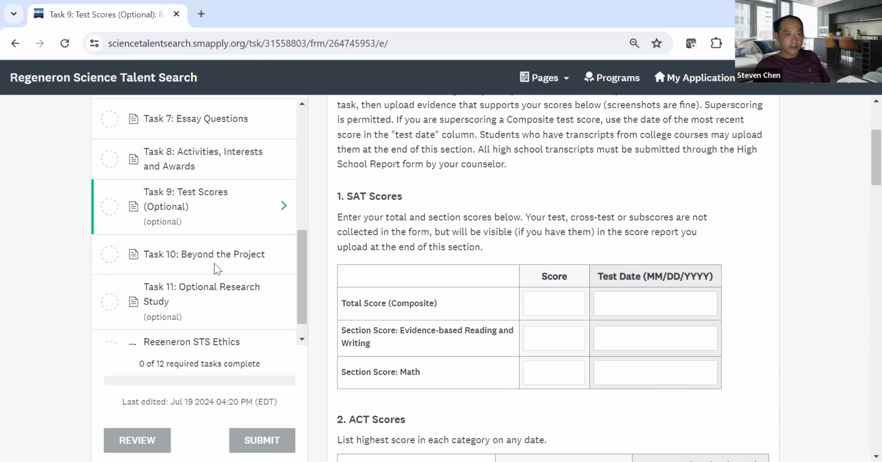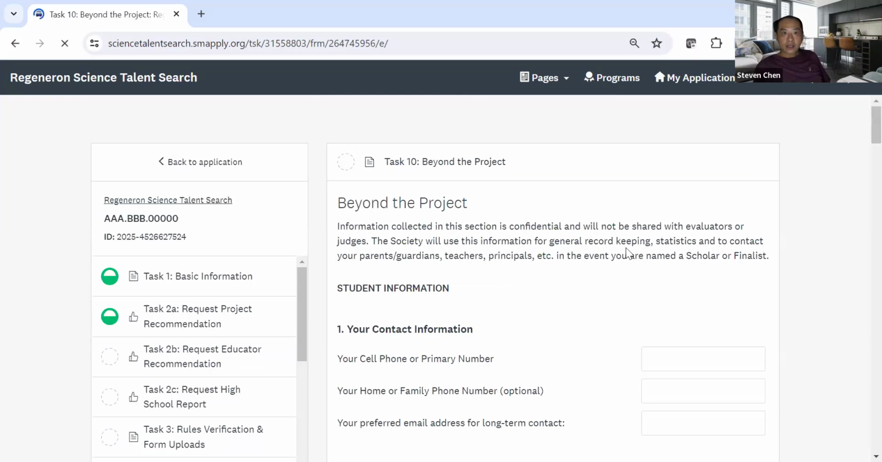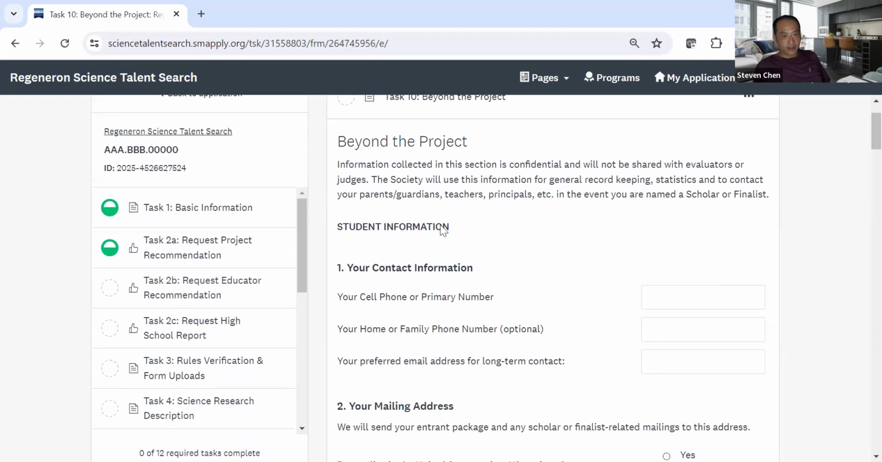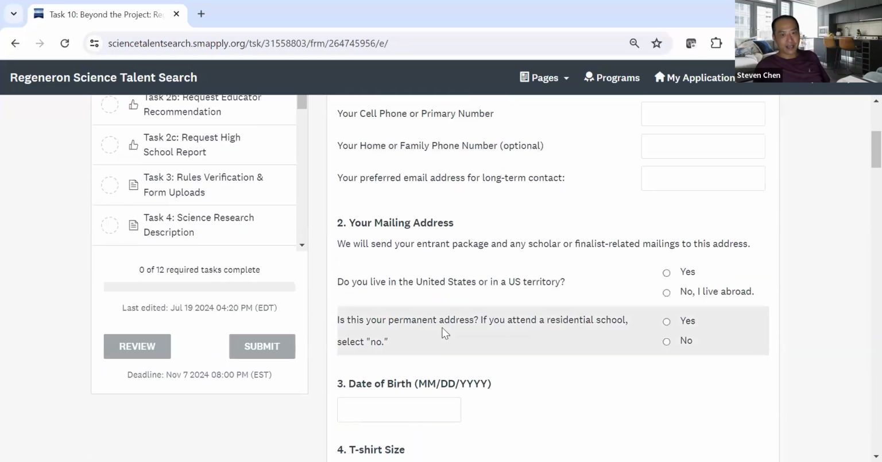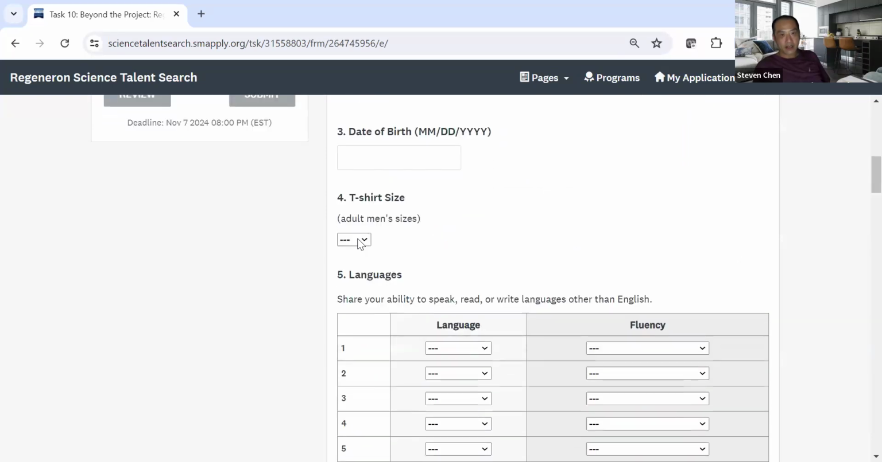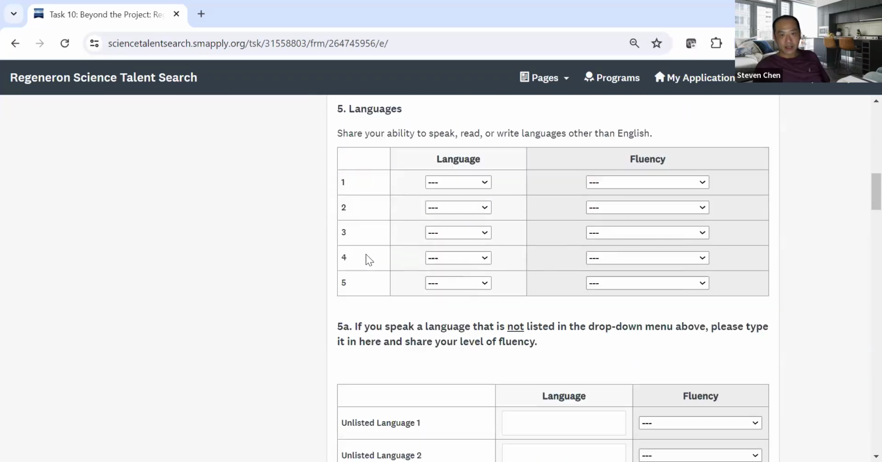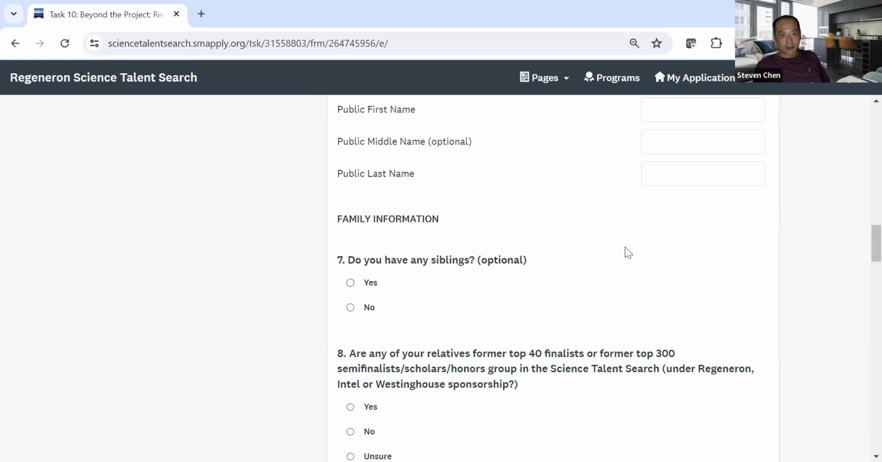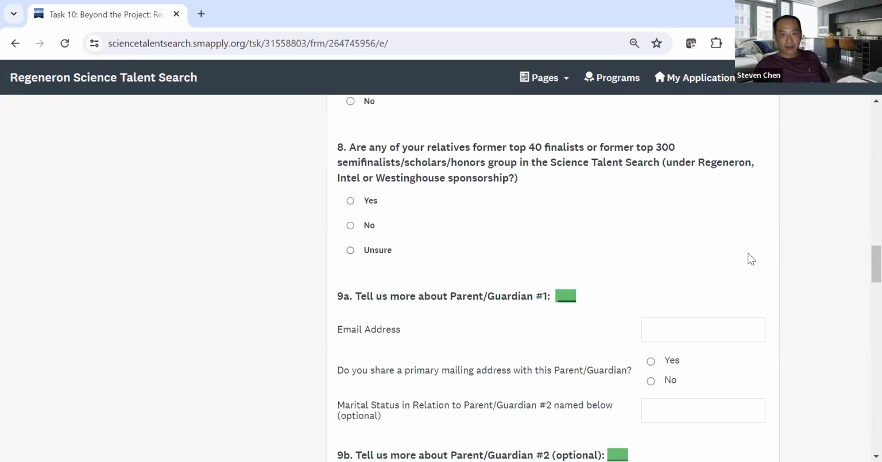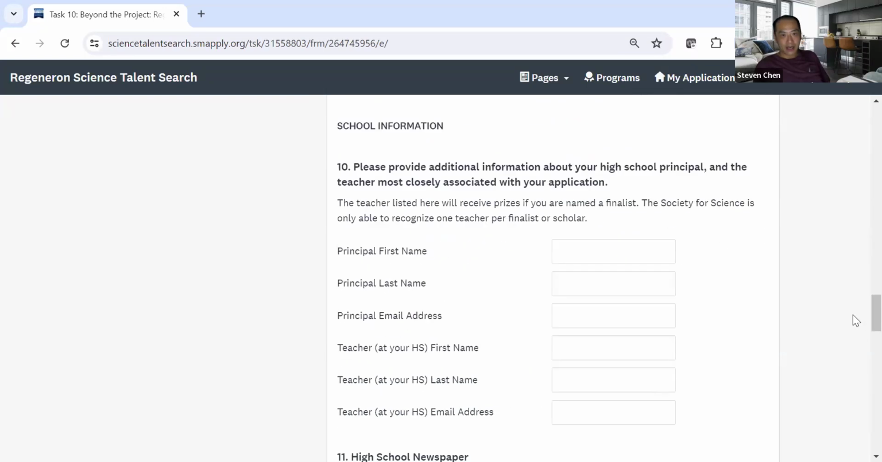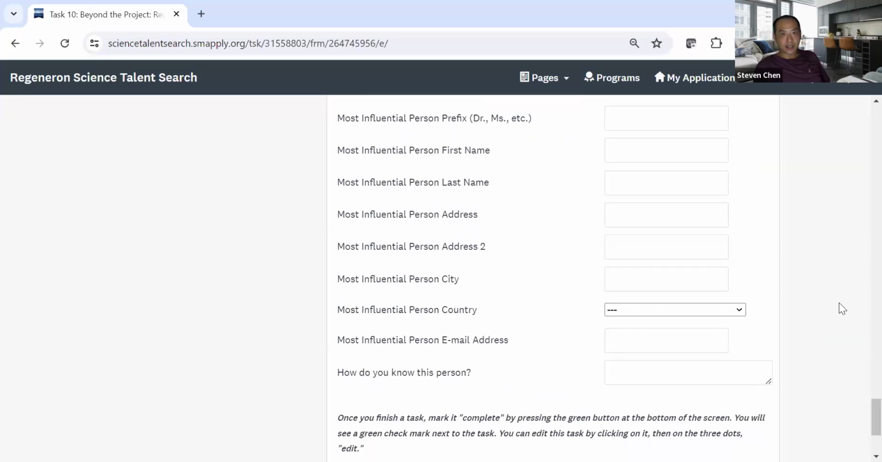The next thing is task 10, Beyond the project. This is just basic information: the contact, the mailing address, date of birth, the t-shirt size, the language, the public name, the family information, something like that. So this page is very simple.